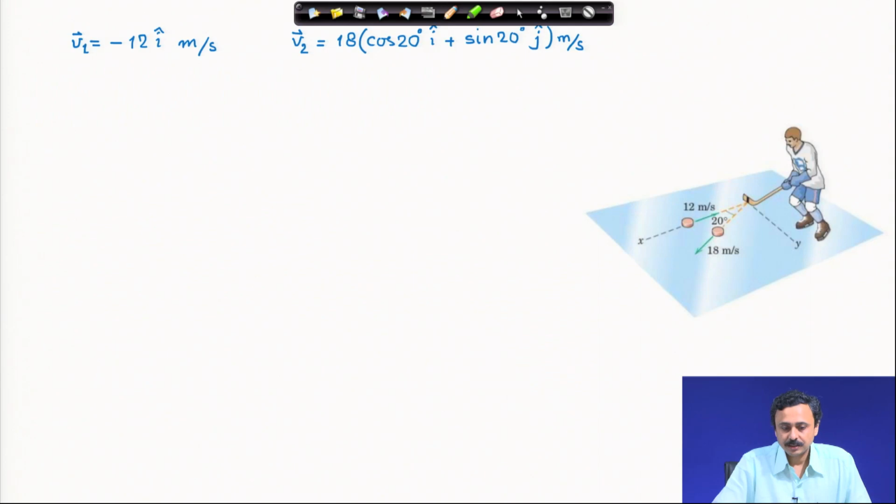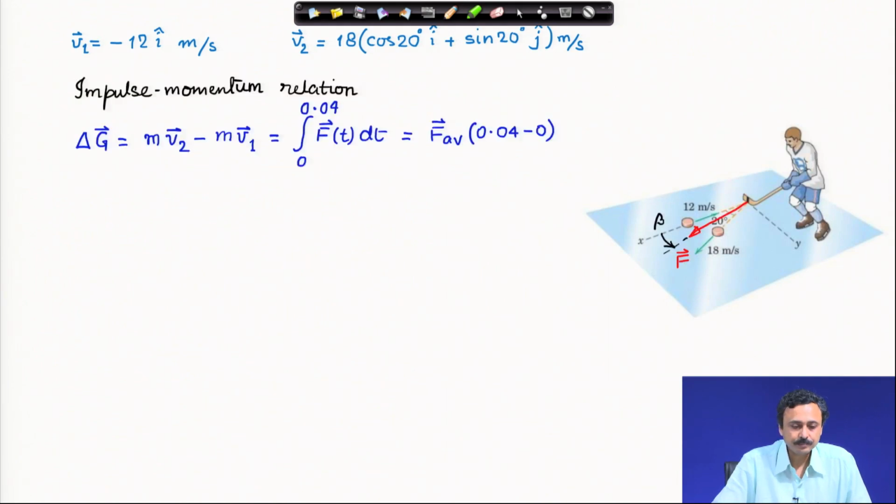After being hit, velocity V2 has a magnitude of 18, and the unit vector direction is cos 20 i cap plus sin 20 j cap, magnitude times direction, meter per second, is the velocity vector. Now, we use the impulse-momentum relation. The change in the linear momentum of the puck, which is mass times velocity vector after being hit, minus mass times velocity before the impact, must be equal to the impulse of the force.